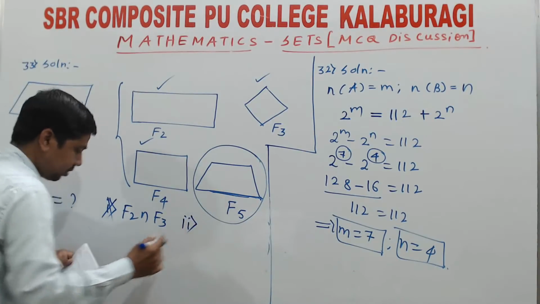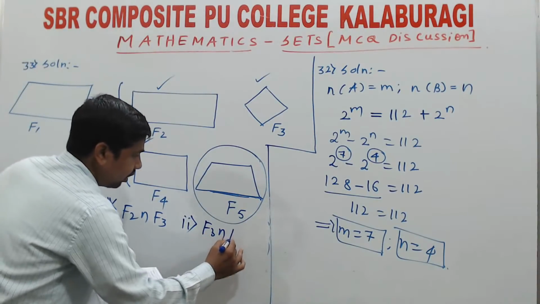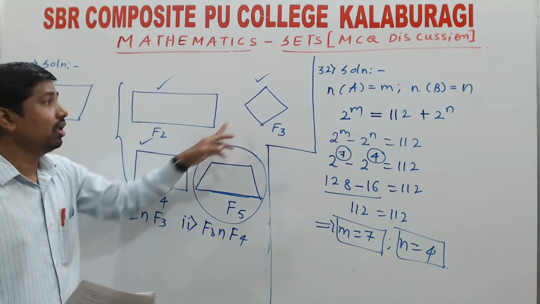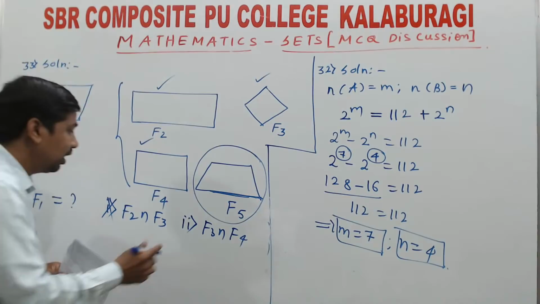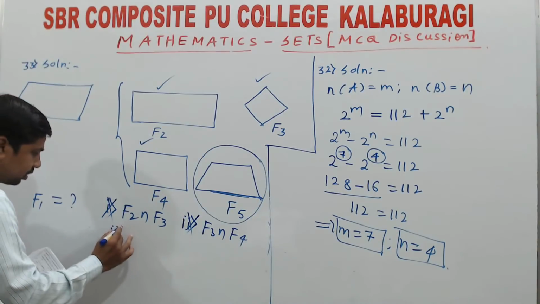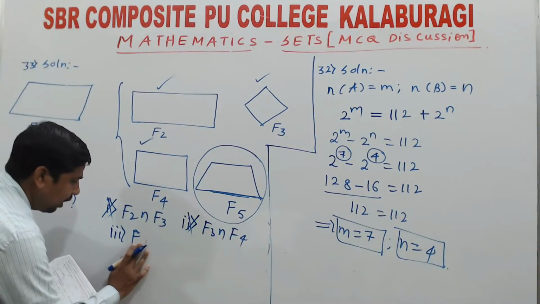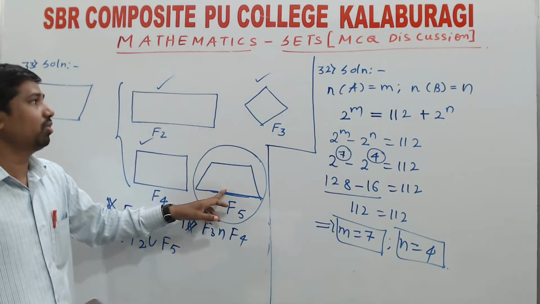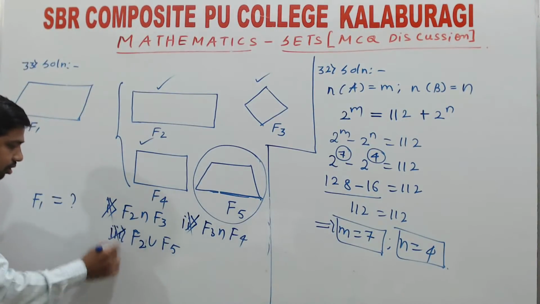Second option is F3 intersection F4. F3 is rhombus, F4 is square. If I take the common, again all sides are equal, but in a parallelogram a pair of opposite sides is parallel and equal. So F3 intersection F4 is also not a parallelogram. The third option is F2 union F5. F5 is a trapezium, F2 is a rectangle. If I take the union, I am not getting a parallelogram. So F2 union F5 is also not a parallelogram.